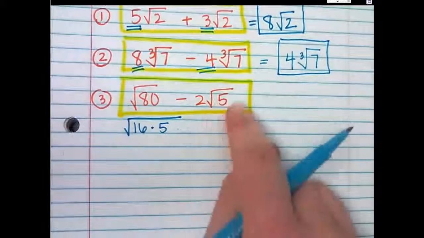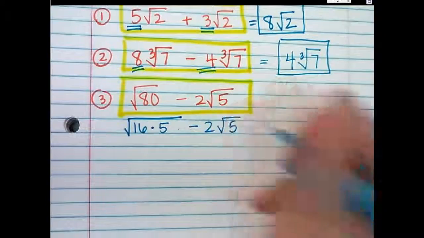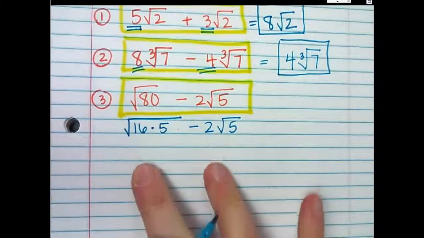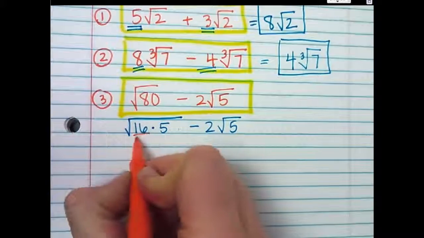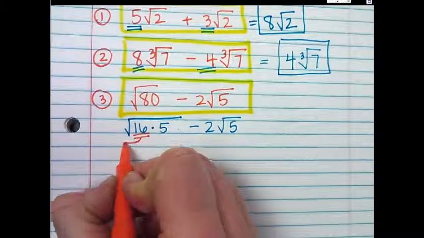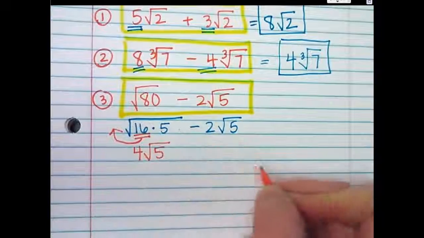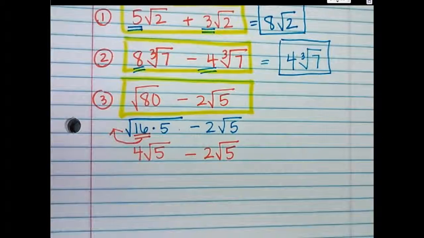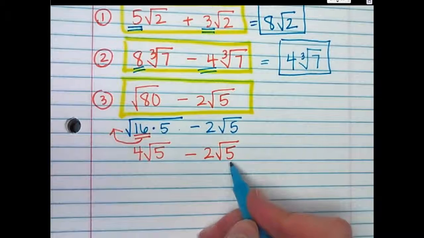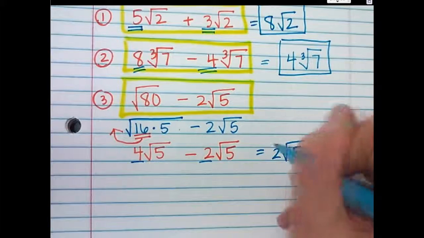Can I simplify this square root of 5? No, so I just leave it. Minus 2 square root of 5. So I just kind of work my way down like this, simplifying as I go. What is the square root of 16? 4. So it comes on the outside. And I get 4 square root of 5 minus 2 square root of 5. Now they're the same, square root of 5 and square root of 5. So what's my final answer? That's it, 2 square root of 5.